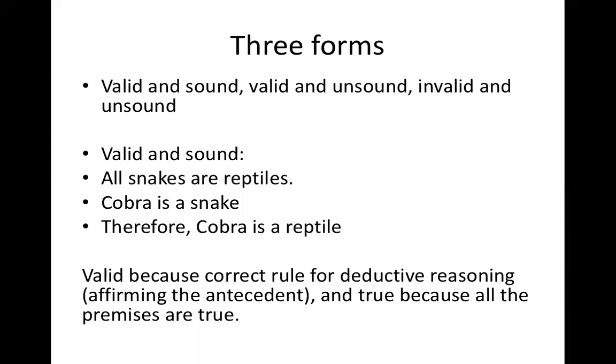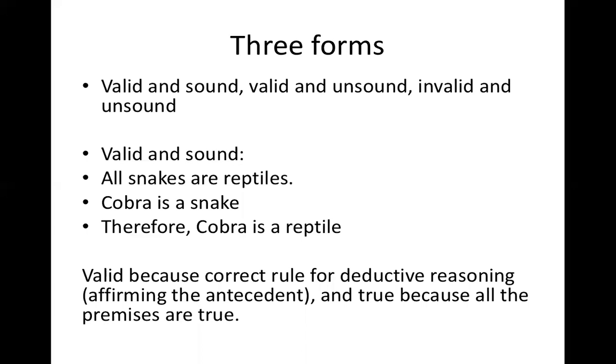Cobra is a snake. That's a premise that affirms the antecedent. So this is an argument that affirms the antecedent. It is a valid modus ponens. So because it's a valid modus ponens, it is a valid argument.